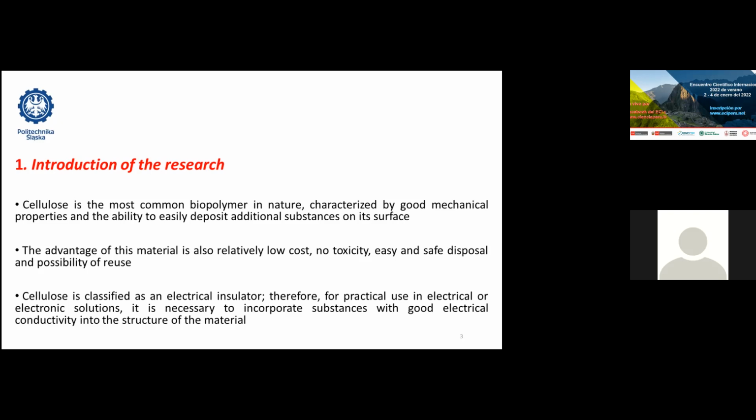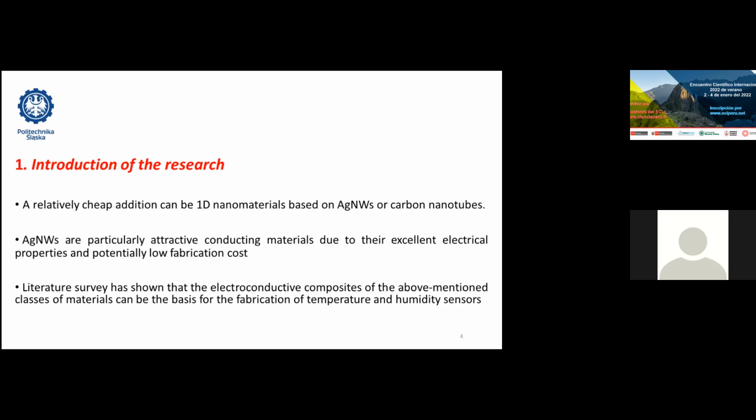But if you classify cellulose, it's an electrical insulator material. That means it cannot conduct electricity. Therefore, for practical use in electronic solutions, such as sensors, it is very important to incorporate some conductive materials into the structure of the cellulose. The remedy can be one-dimension nanomaterials, which can be incorporated in the cellulose to make it electroconductive. The examples are silver nanowires or carbon nanotubes.